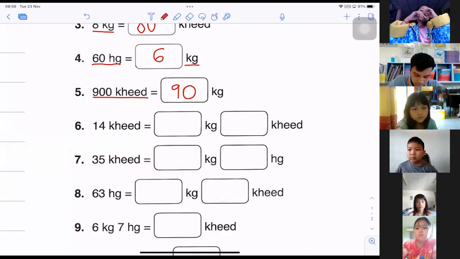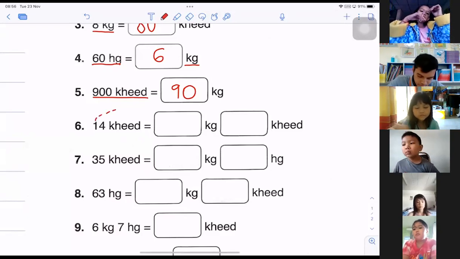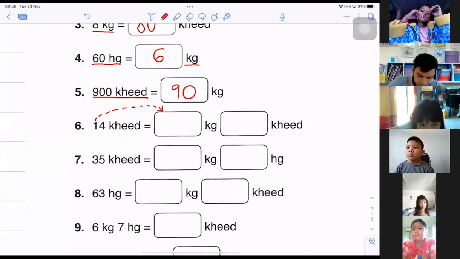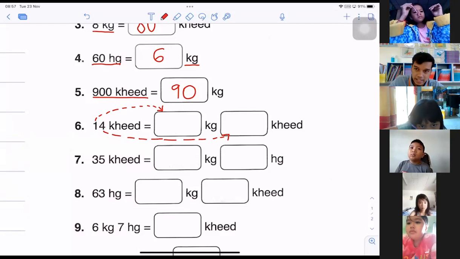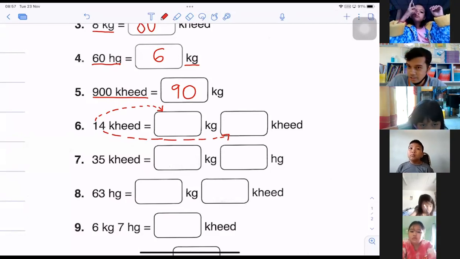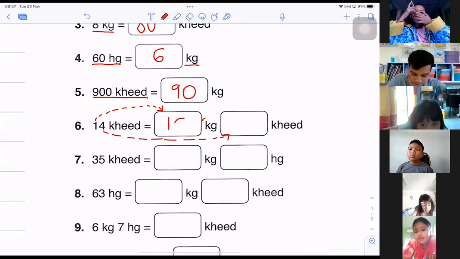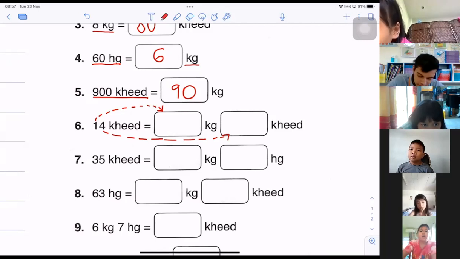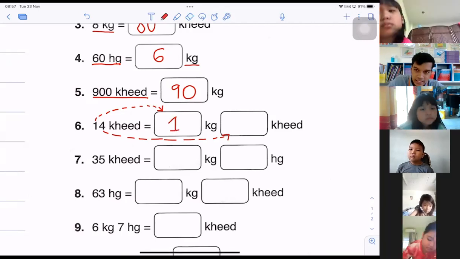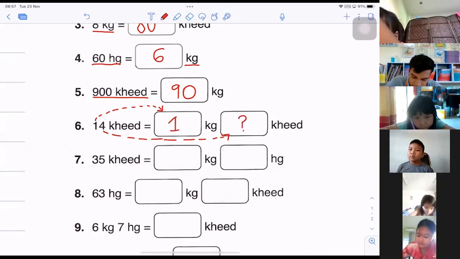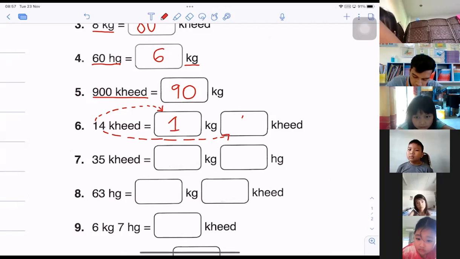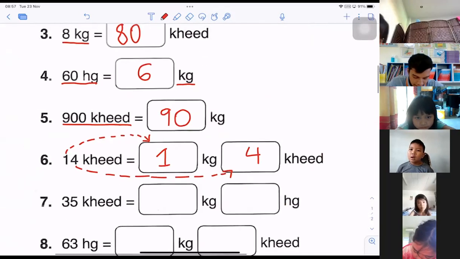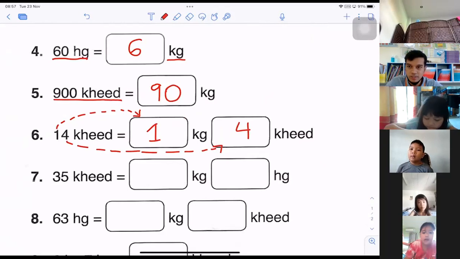Are you sure? Here, let me show you. You can just do like this, okay? The answer is not 10. You cannot write 10, okay? One. Yeah, one. 1 kilogram, how many hg? 4 hg. Yes, 4 hg. You see? You can just copy from the question.